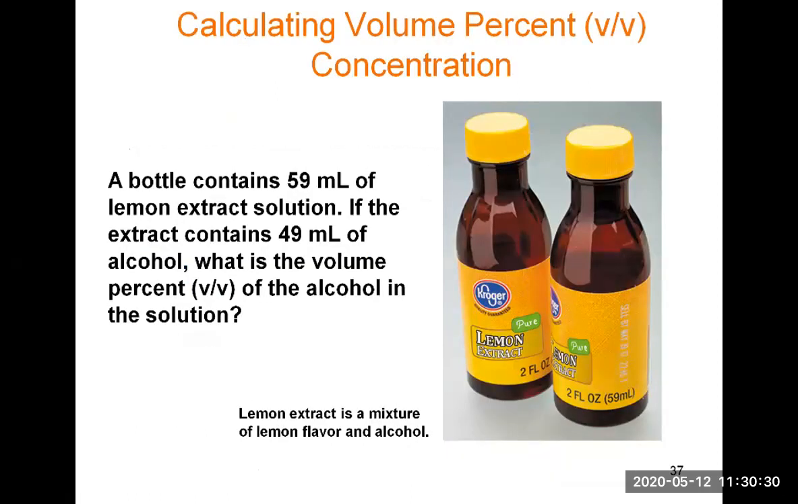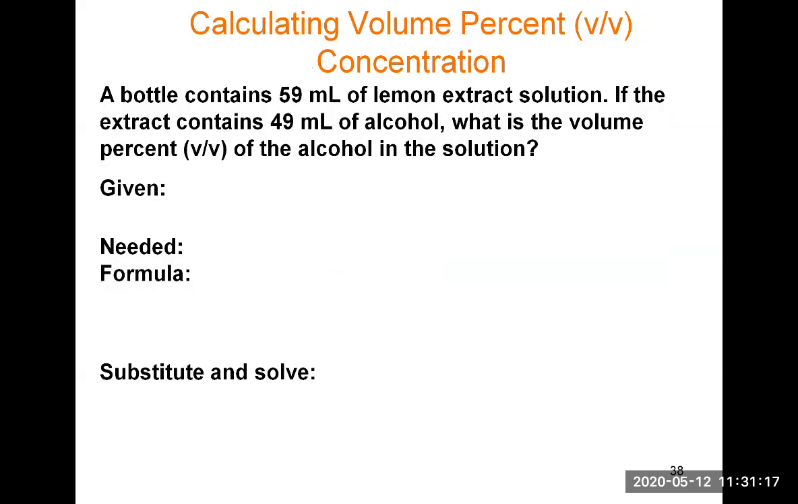So let's calculate a volume percent concentration. Here it's going to be lemon extract. A bottle contains 59 milliliters of lemon extract solution. If the extract contains 49 milliliters of alcohol, what is the volume percent of the alcohol in the solution? Here it specifies that lemon extract is a mixture of lemon flavor and alcohol. And so we want to know the volume percent of alcohol in that mixture. Alcohol is the solute we are interested in, and we want to know how much alcohol in percentage there is in the solution.